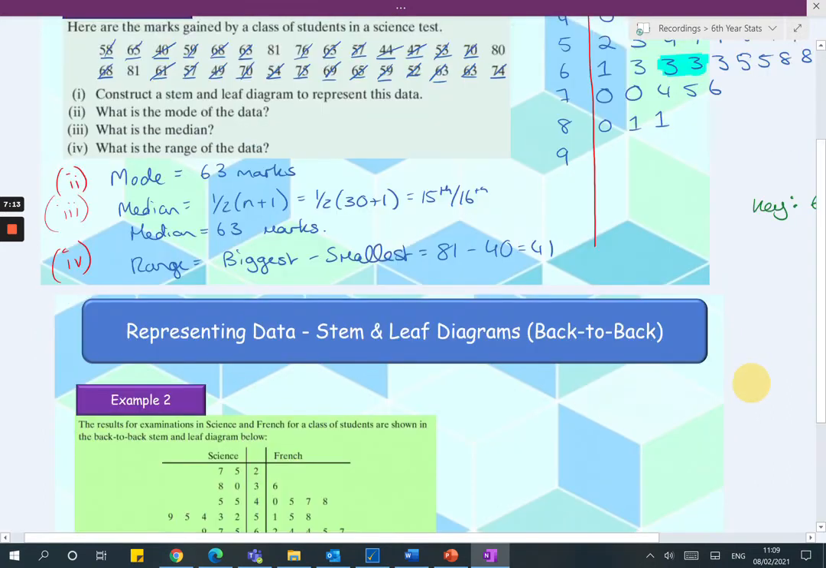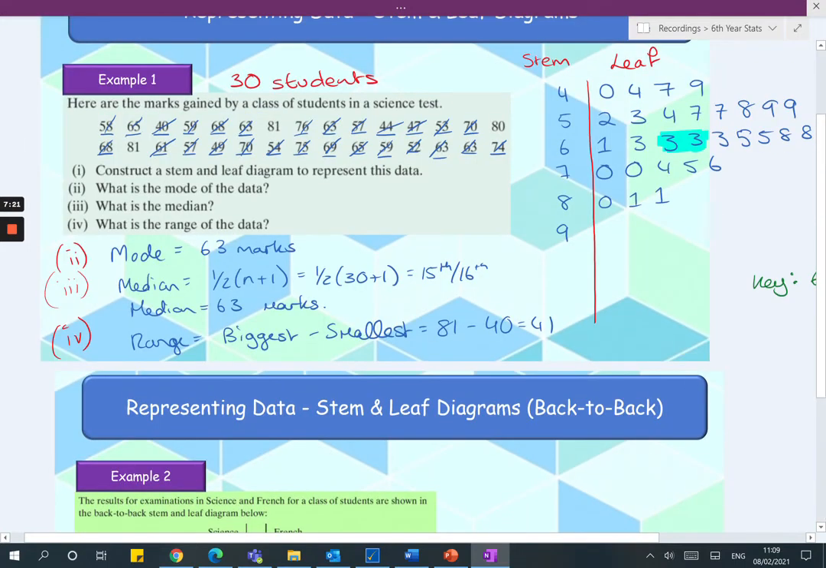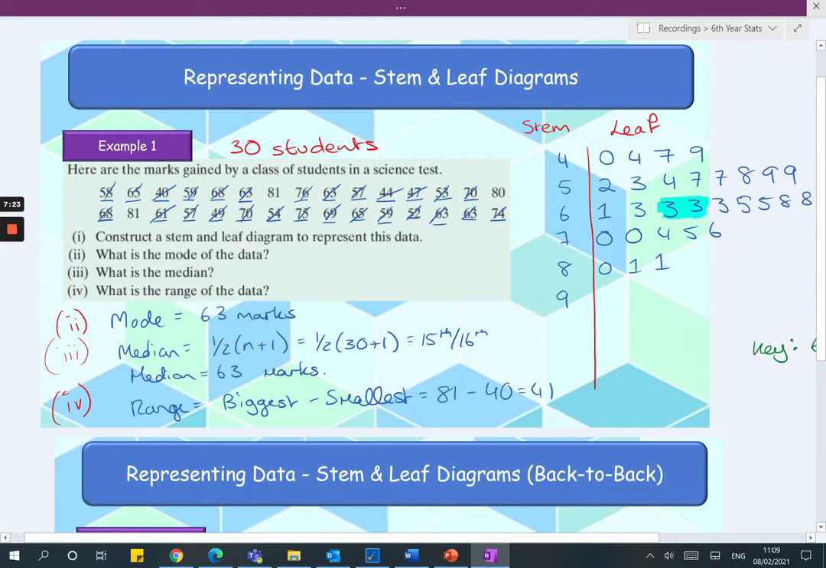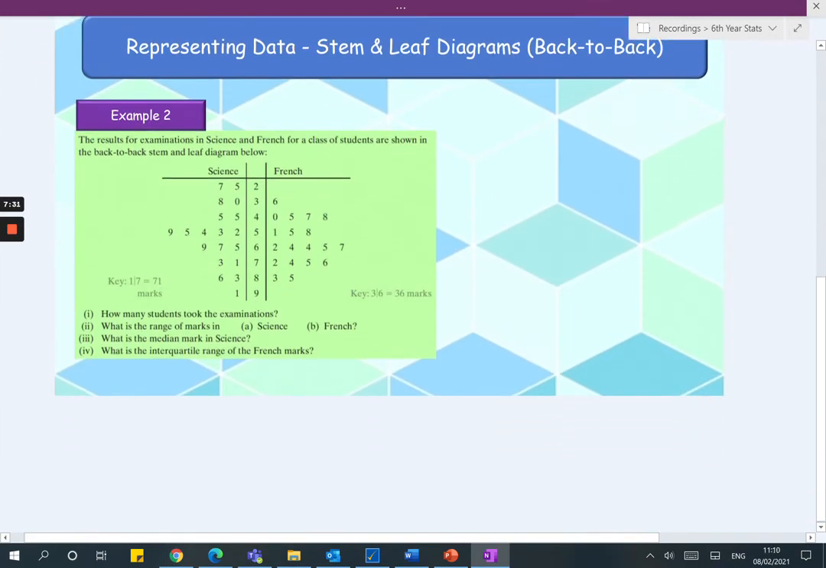Now there is another type here called a back-to-back stem and leaf diagram, where we have two sets of data. So we're now going to pause the video, if we want to add example 1 into our notes. And then we're going to look at example 2, which is called a back-to-back stem and leaf diagram, which is when we have two different sets of data. So in this one here, it says the results for the examinations in science and French for a class are shown in the back-to-back stem and leaf diagram below.